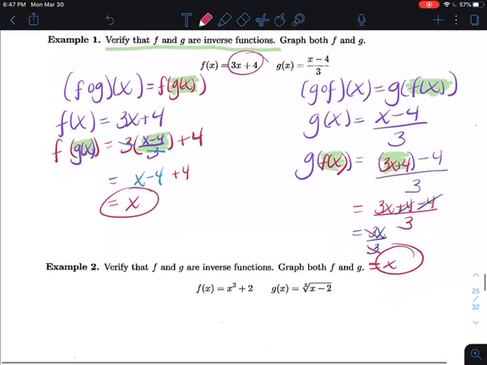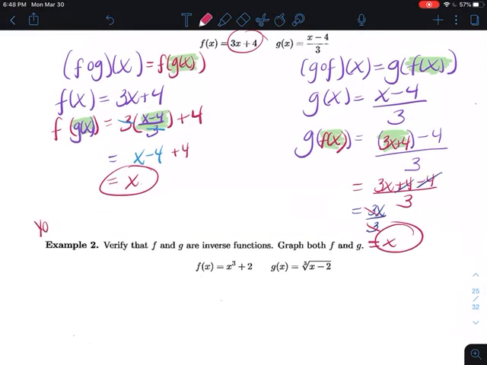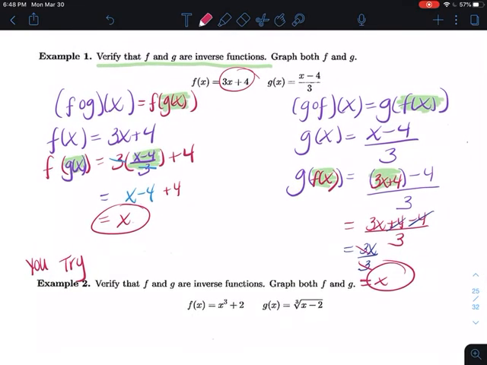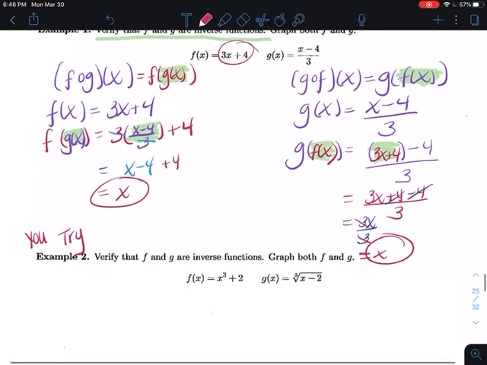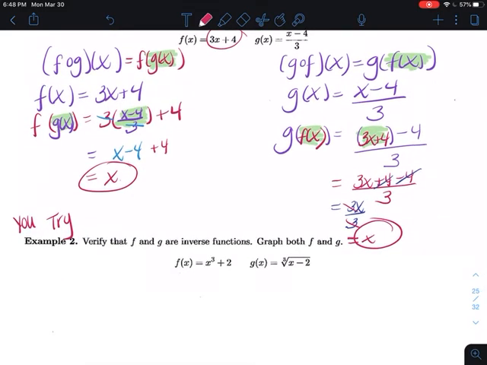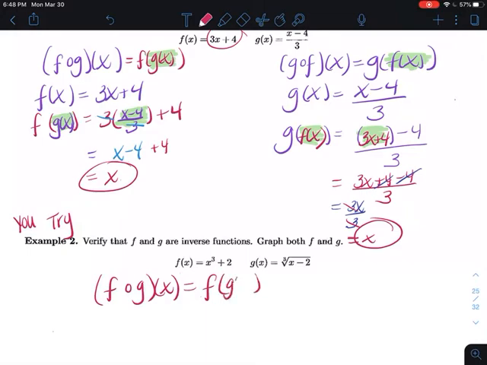The next example I want you to try. So you try example 2. All right, so hopefully you tried example 2. To determine if they're inverses, you're going to find f of g of x or g of f of x. I'm just going to find the first one, f of g of x. Remember, that's the same thing as f with g of x in parentheses.